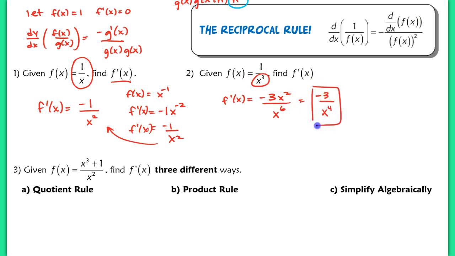And once again, if I wanted to verify this, I could write that function as x to the negative third power. And if I differentiate this, we have negative 3 times x to the negative fourth, or negative 3 over x to the fourth power.